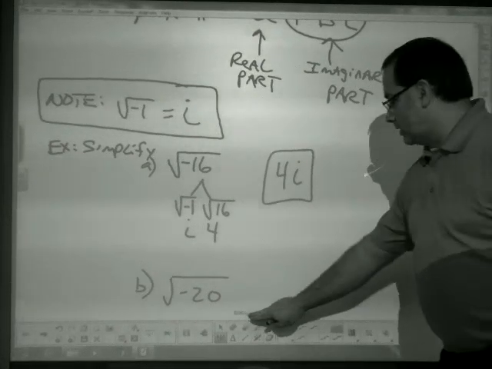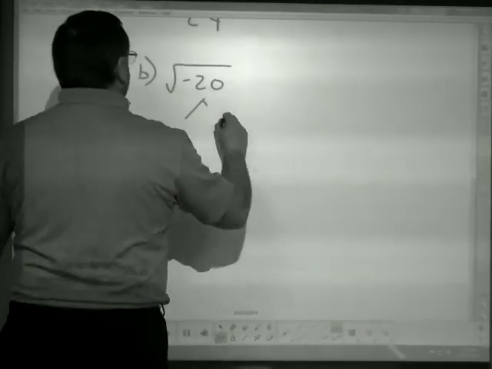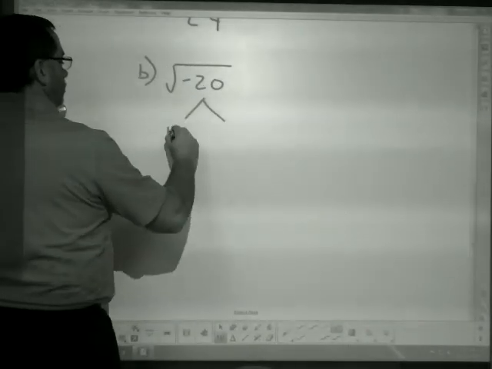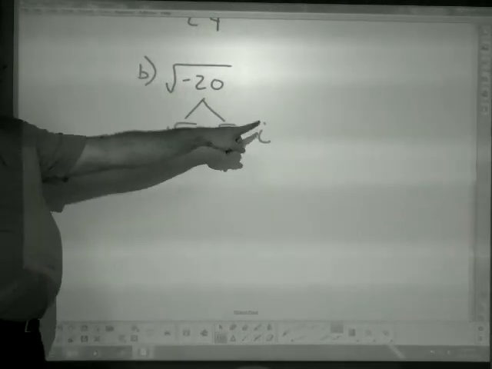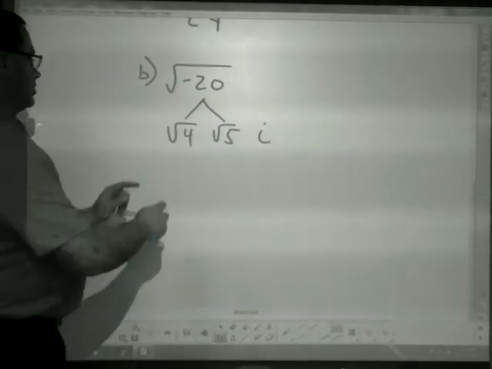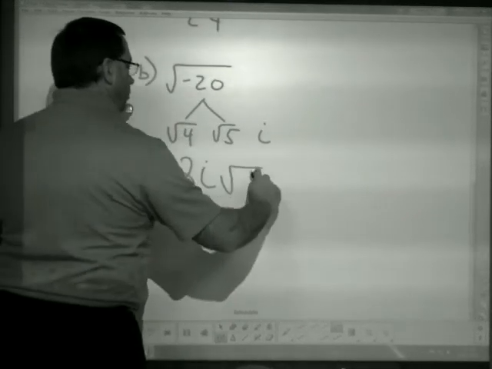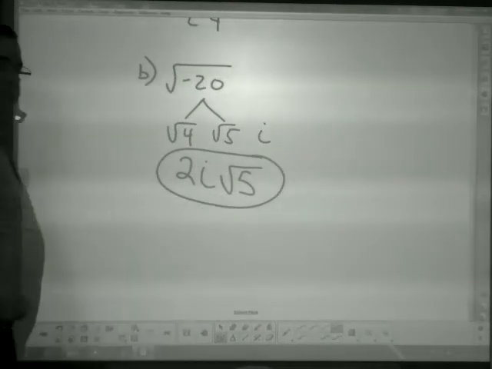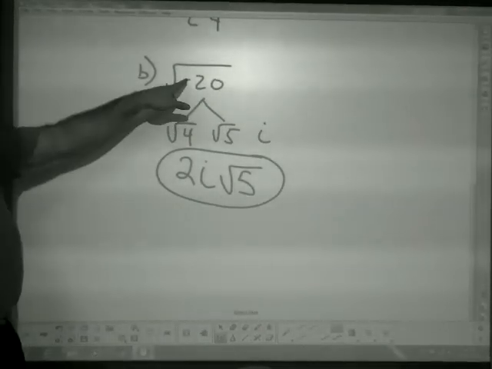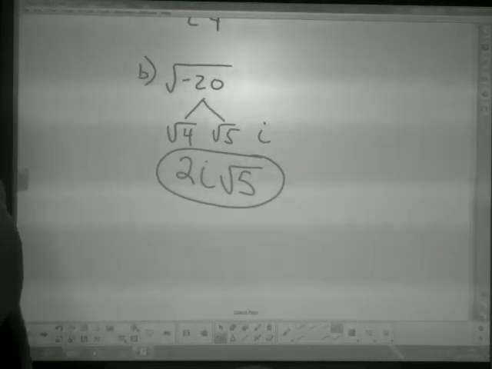Let's see what if it's like square root of -20, if it doesn't have a perfect square. Well, I know that square root of 20 is square root of 4, square root of 5, and I have an I left out because of the negative. So this is going to be 2. I always put the I before the square root. 2I radical 5. And that's your answer. So negative gives us the I. 20 is like old times. All right?